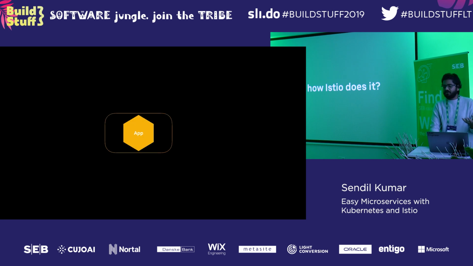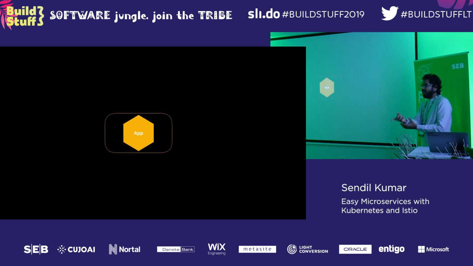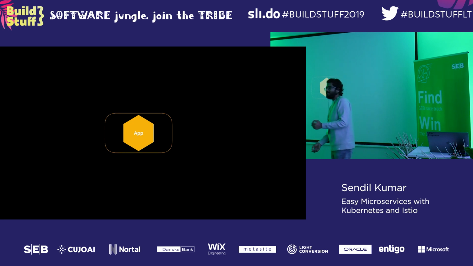But how does Istio do it? Let's go ahead and see. The sidecar is one of the main mechanisms by which Istio does it. You have an application that is running inside a pod. Before that, what's a pod in Kubernetes? The Kubernetes people, what's a pod in Kubernetes?